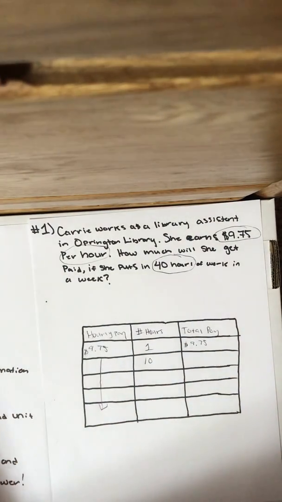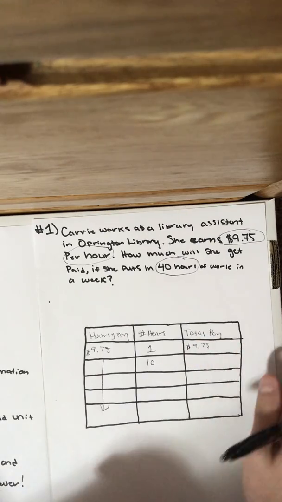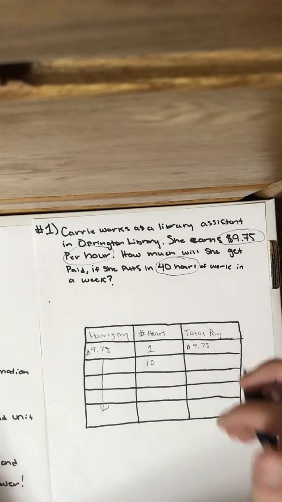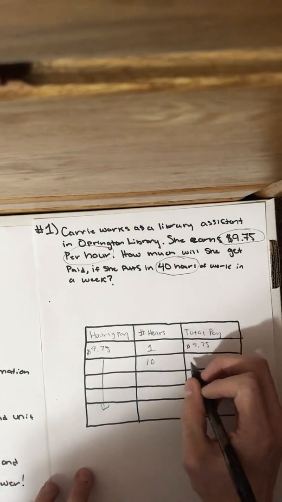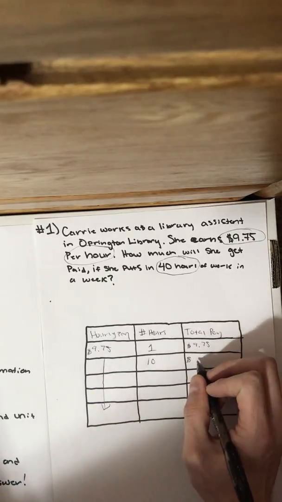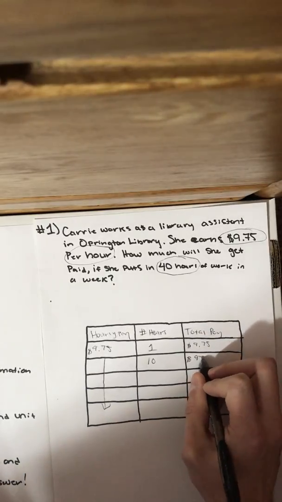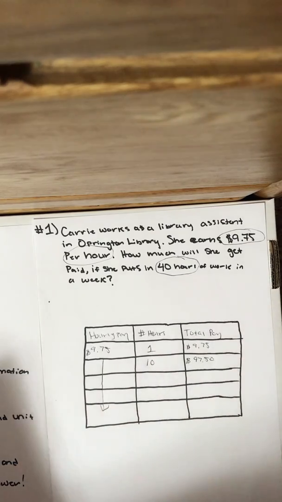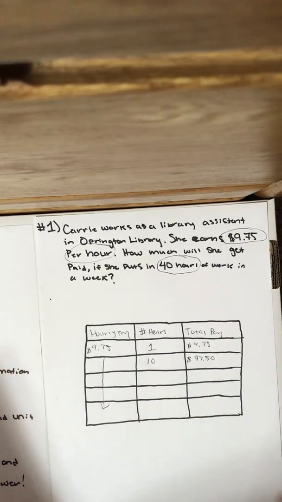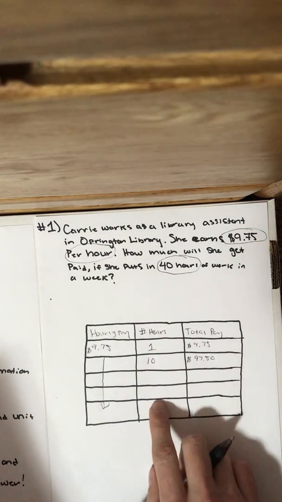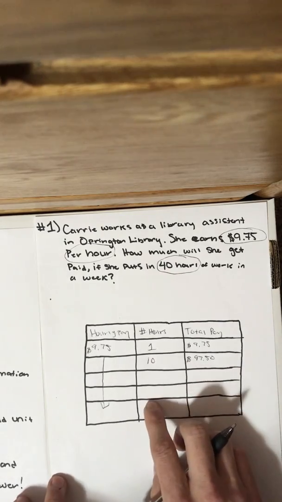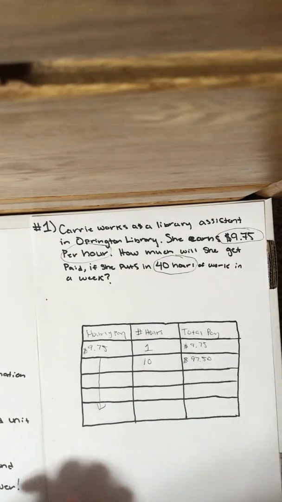So 10 hours. And if you remember from moving our decimal, we can just move it over 1 to the right to get $97.50 for 10 hours. So we're up at 10 hours now, but we need to figure out how much she makes in 40 hours. So we're going to continue to work by our tens until we get to the 40 hours we need to solve the question.